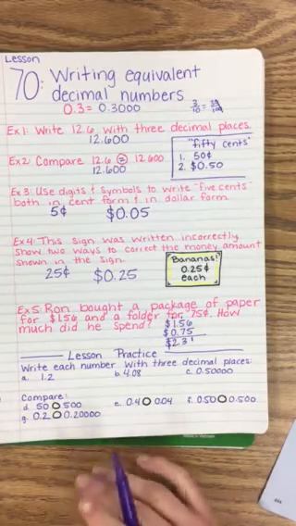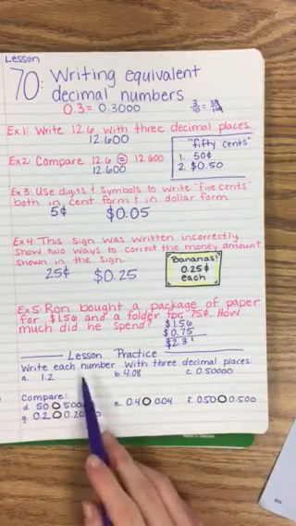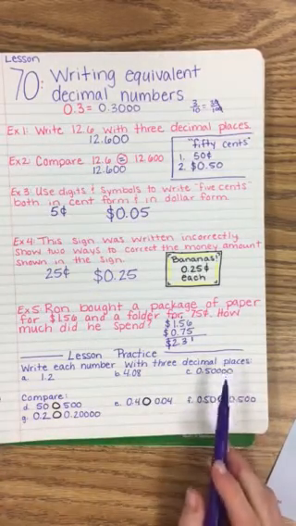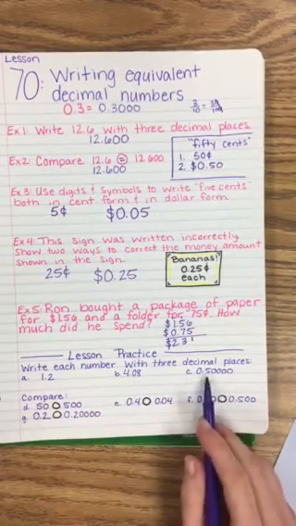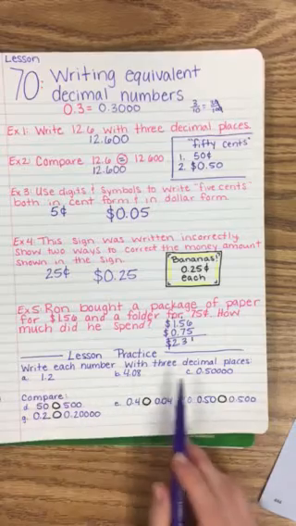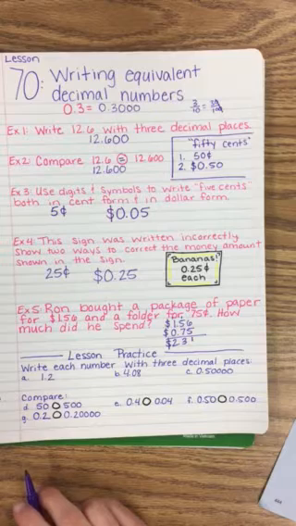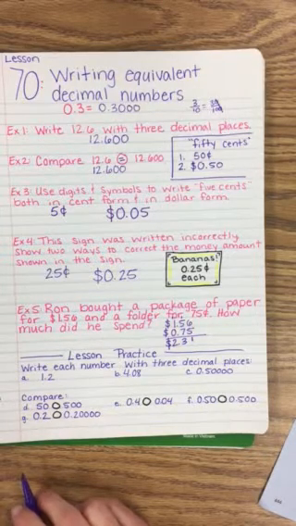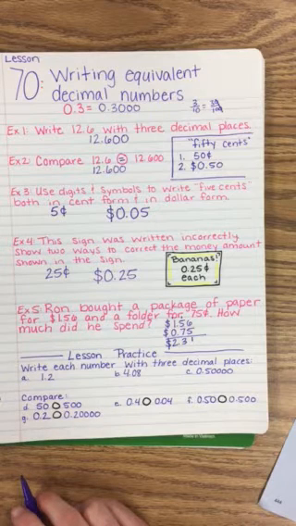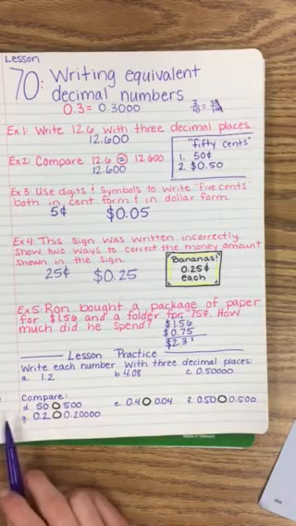All right, now for lesson practice. Write each number with 3 decimal places. So some of these numbers have 1 decimal place, some of them have 2, and some of them have more. So we're going to write each one with 3 decimal places. A is 1.2. B is 4.08. C is 0.50000. And then for D, E, F, and G, you're comparing.